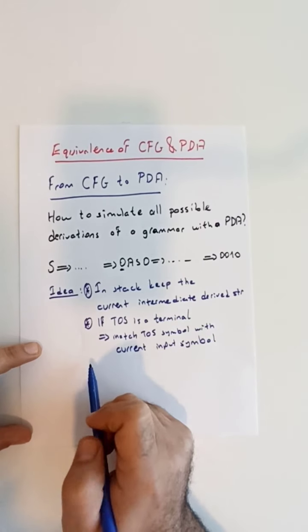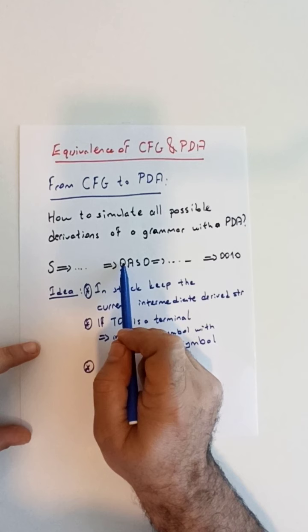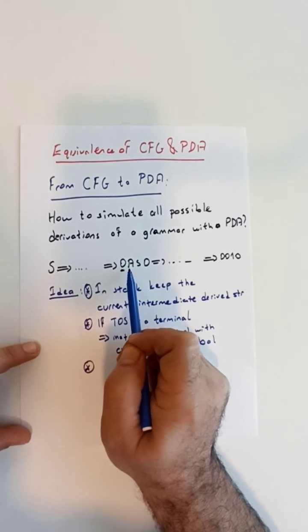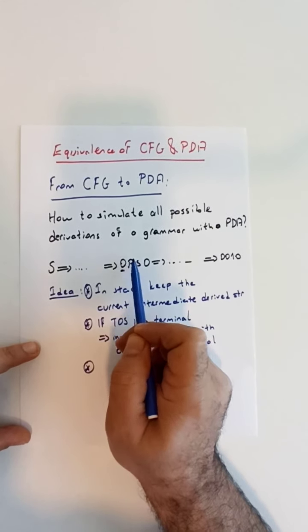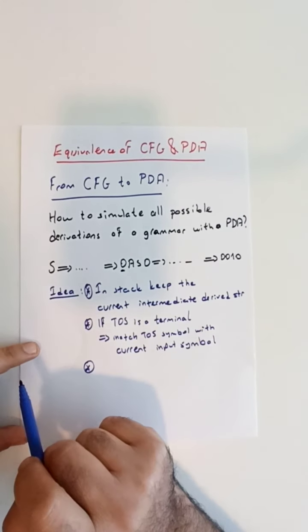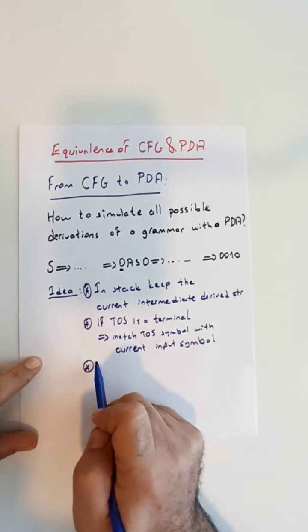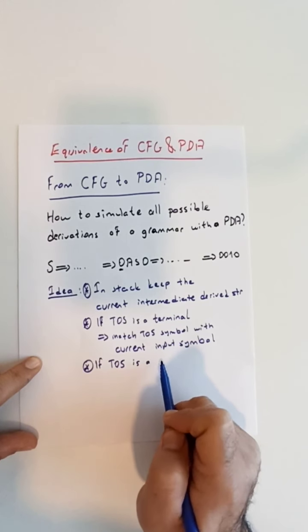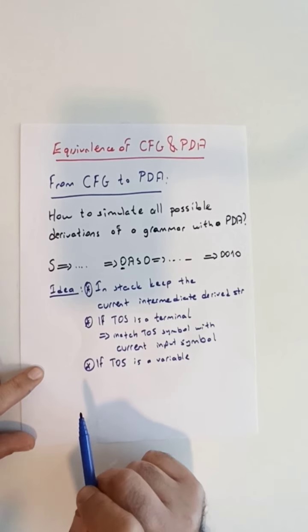This is one case. Remember the second case: it could be that instead of this terminal, if we had this intermediate string with A S0, the variable A would be on the top of the stack. So the top of the stack can be a variable as well. If the top of the stack is a variable, what should we do in that case?